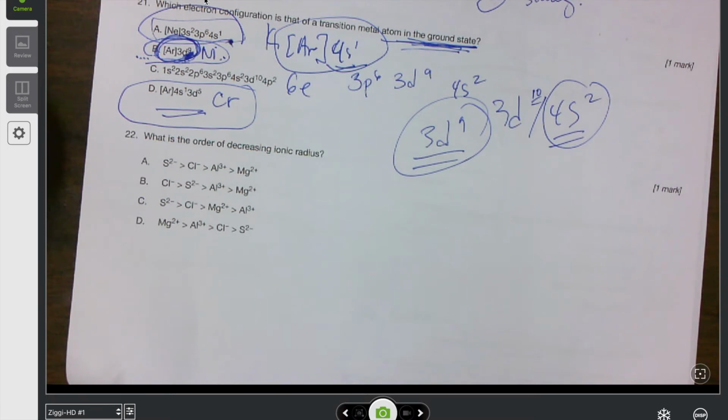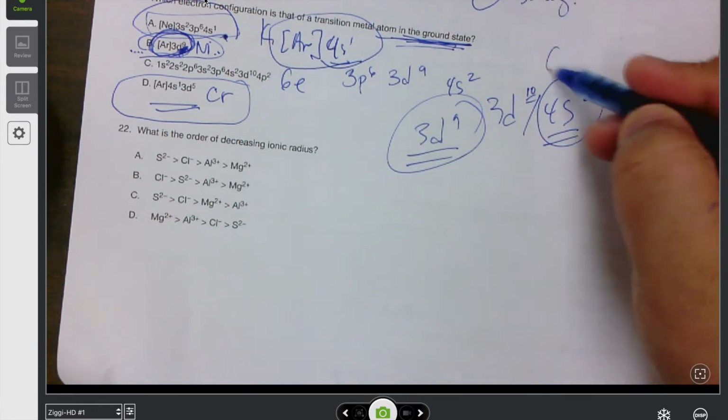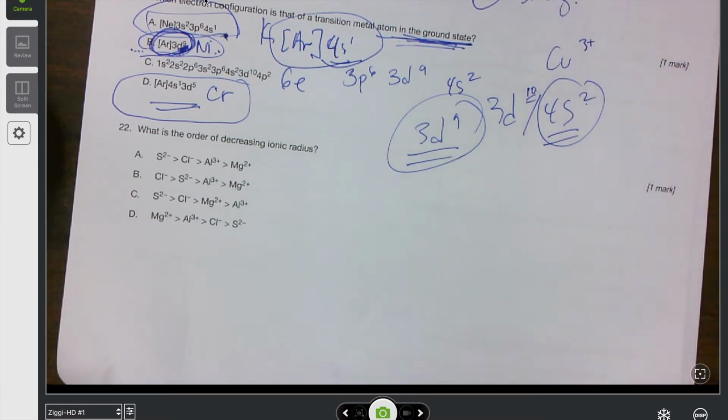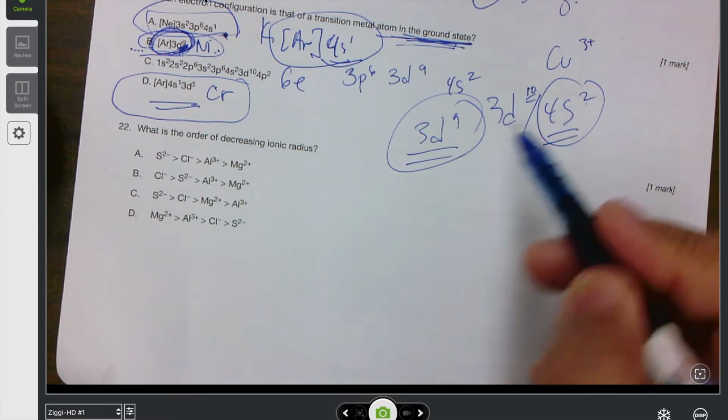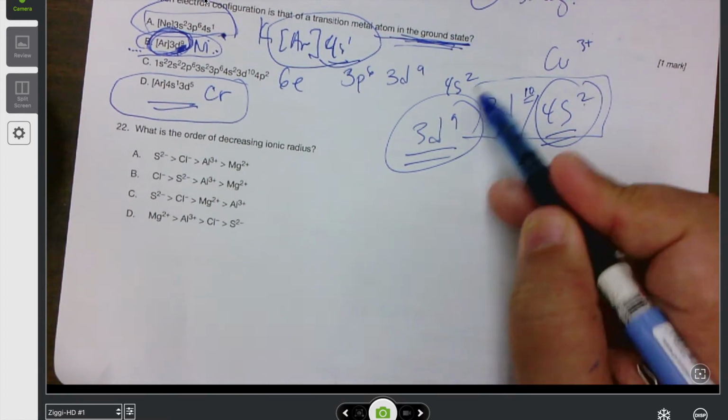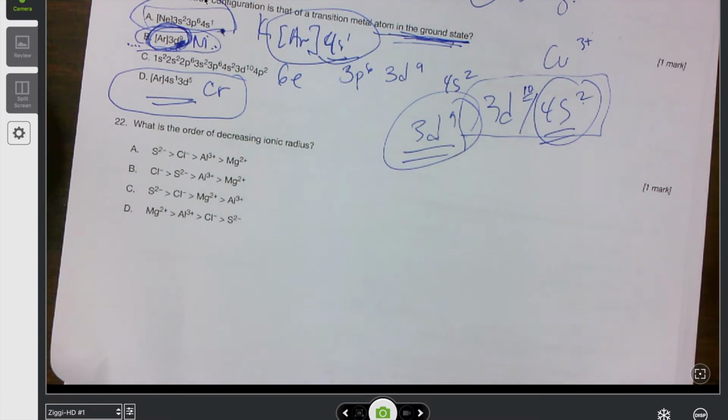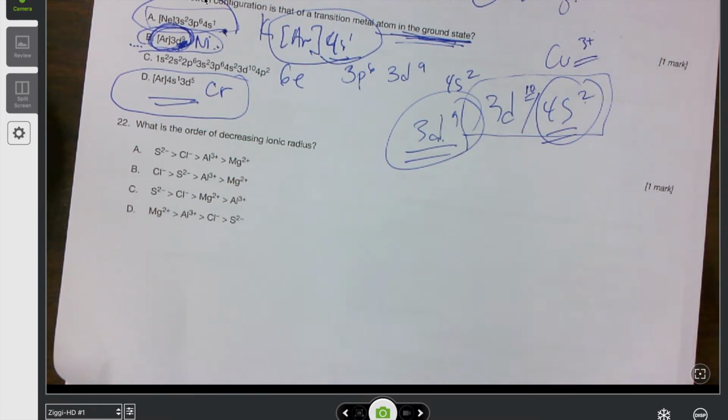3d10 4s1. It can be copper, because this is copper 3 plus, so it lost 3 electrons. No, but this has lost electrons. If you want ground state, that's zinc. But if it has lost electrons to become 3d9, it was copper 3 plus.